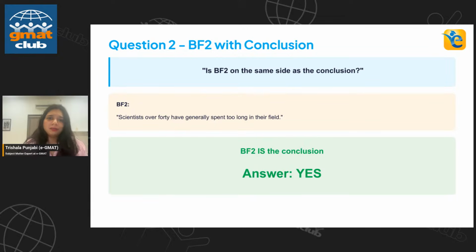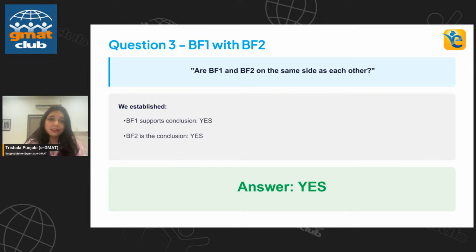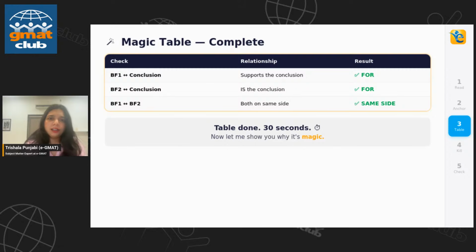Now think about boldface 2. Is it on the same side of the conclusion? I don't even have to ask you guys because boldface 2 is the conclusion, right? So boldface 2 is the conclusion, so that is a yes. So are BF1 and BF2 on the same side of each other? Obviously, yes. Both of them are on the side of the conclusion. So if we fill the magic table, BF1 is on the side of the conclusion, BF2 is the conclusion, both of them the same side. Okay, now let's do an answer choice analysis.